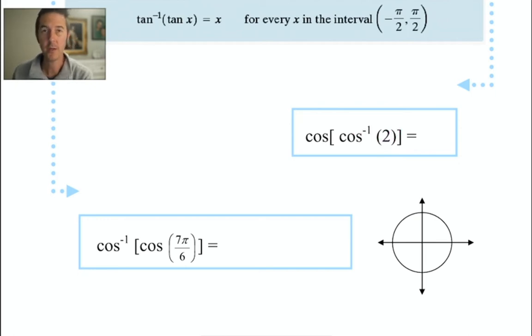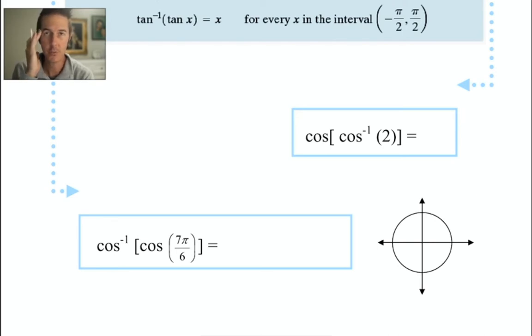Now, I'm also training myself to prepare for a quiz and then eventually an exam, so I want to come up with a way that I can answer this domain question about the inverse cosine function without having to refer to my notes. What's the domain of the inverse cosine function? The domain of the inverse function is the same as the range of the regular function. What's the range of the cosine function?